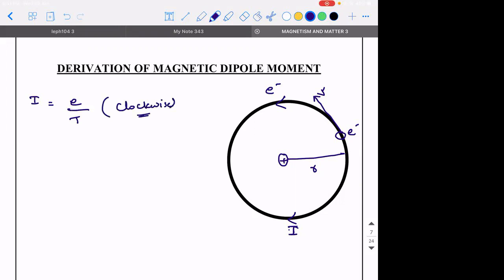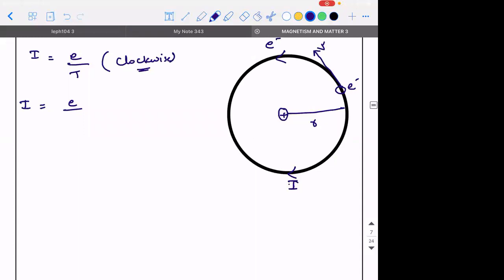Now comes another question. I is equal to the charge of the electron, I'm not disturbing it, divided by the time taken by the particle to complete one revolution. Is it not 2 pi r divided by v? Yes, 2 pi r is the circumference, divided by the speed with which it is revolving. So v goes to the numerator. So e into v divided by 2 pi r is going to be the amount of current that is going to get generated in the material.